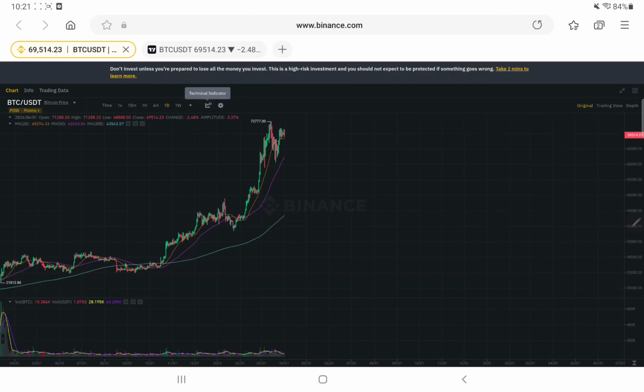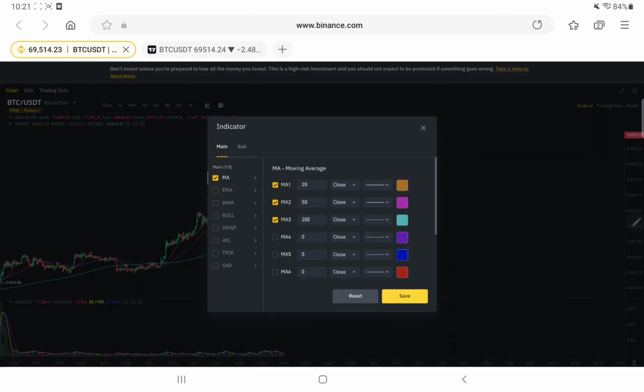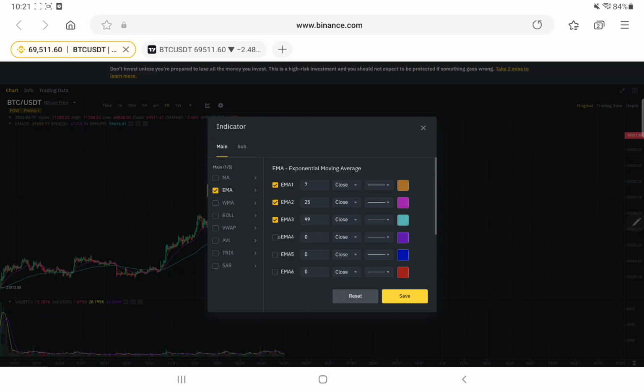Right, if we go for the other indicators we've got here, get rid of the MA. For the EMA, it depends on what you want to go for. The reason why I like using Binance is because these are actually pretty good settings. 7, 25 and 99 is actually pretty good settings to begin with anyway. So I normally leave these in, and I just won't change them, because these are alright.